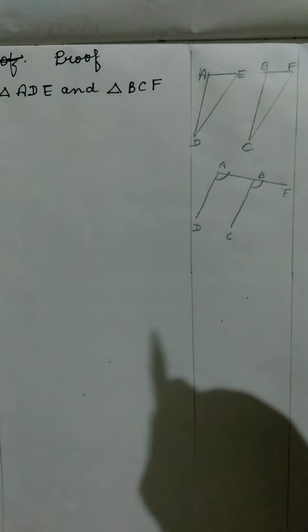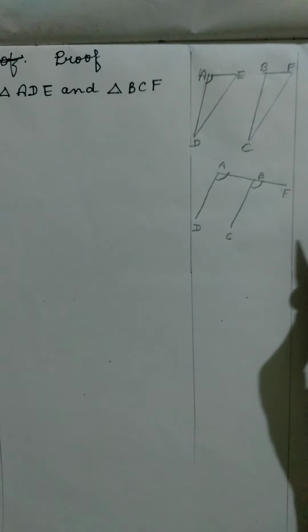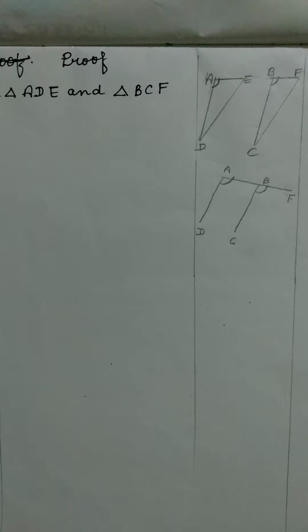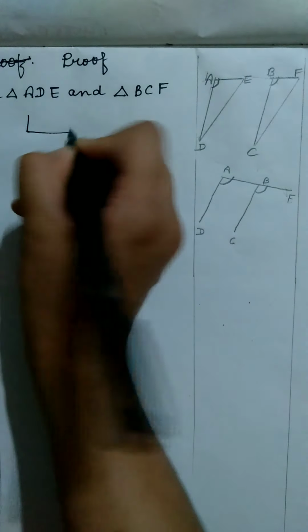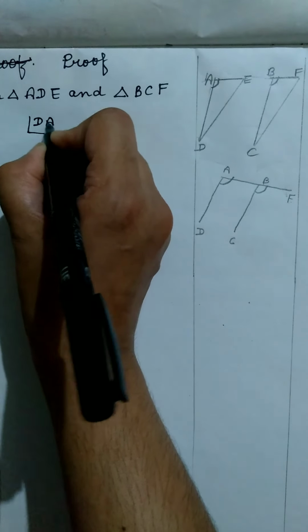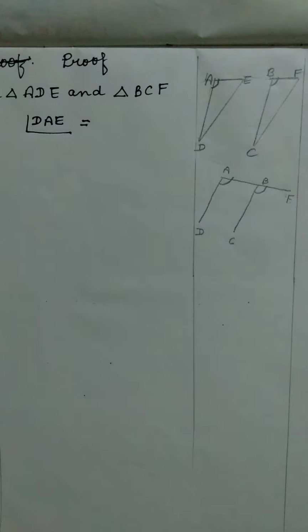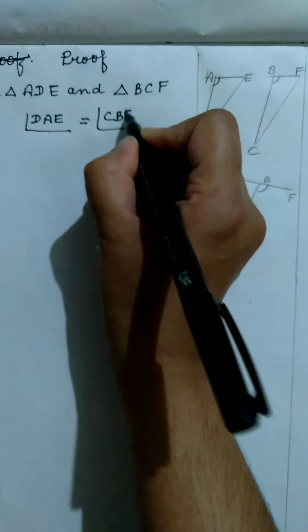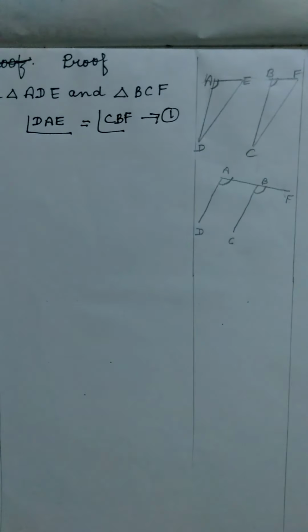Mark this in two triangles. It is angle A and angle B. And hence we can write it as angle DAE is equal to angle CBF. Consider this as equation 1.